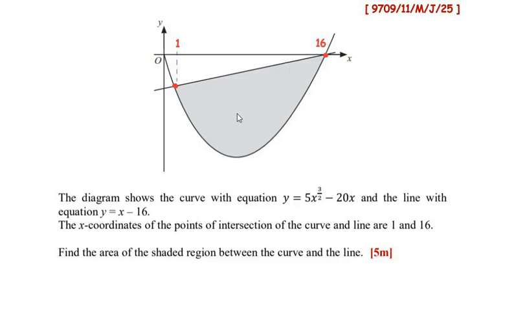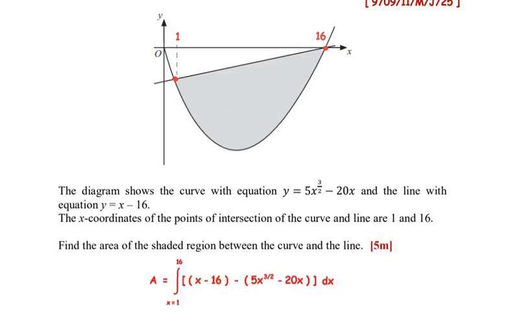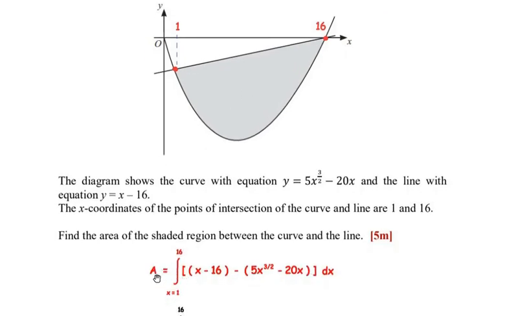So to find out the area of the shaded region, we are going to subtract the area of the curve from area of the line because we can see that the area of the shaded region is below the line. So here we have written the area of the shaded region is equal to, now since this area is spread between the values of x from 1 to 16, we have considered the limits of integration as x equal to 1 till 16. Now equation of the line, that is x minus 16, minus equation of the curve, that is 5x to the power of 3 over 2 minus 20x dx.